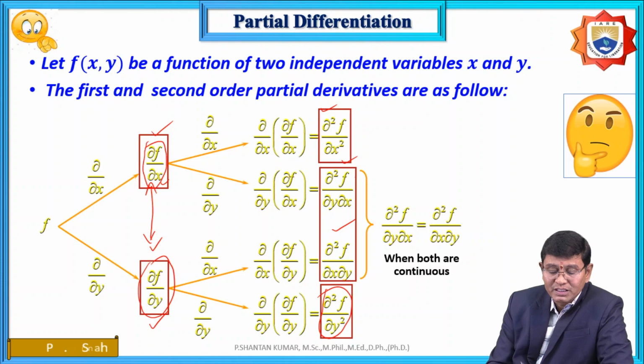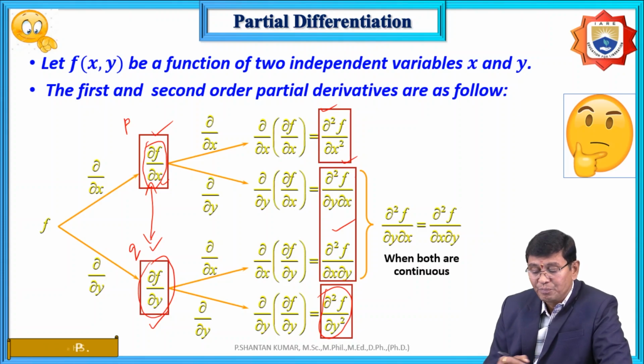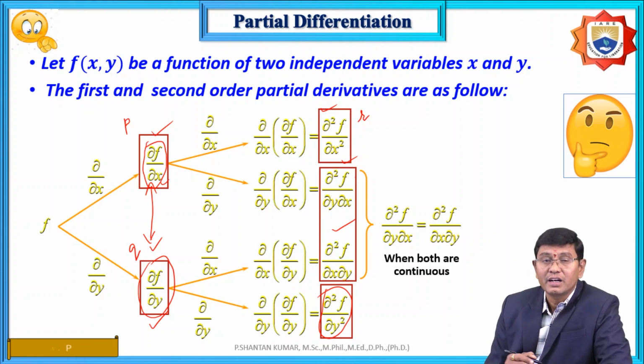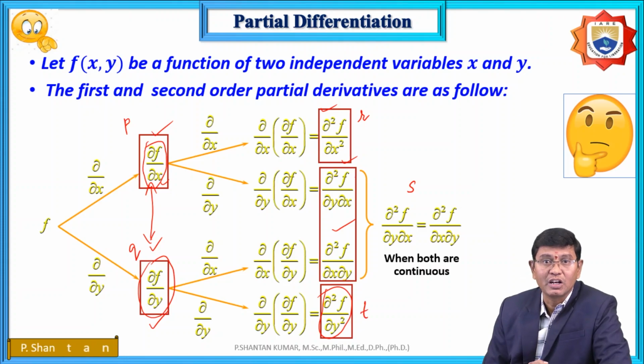The first order derivative with respect to x is sometimes denoted p, and the first order derivative with respect to y is q. The second order derivative with respect to x is nothing but small r. And again, ∂²A/∂x∂y equal to ∂²A/∂y∂x is nothing but s. And further, ∂²A/∂y² is the t terminology.